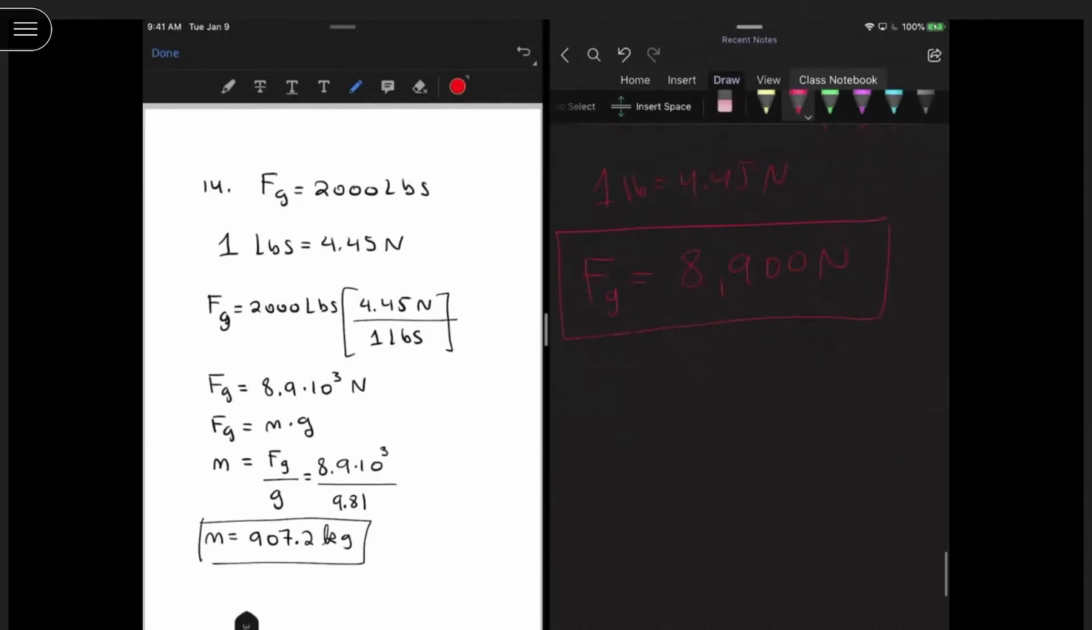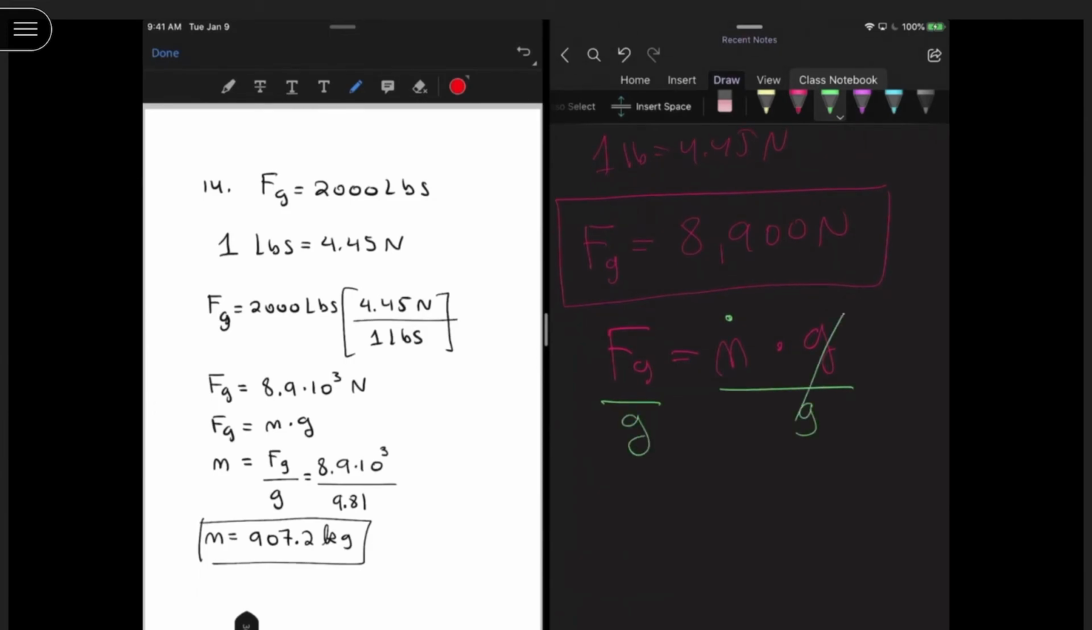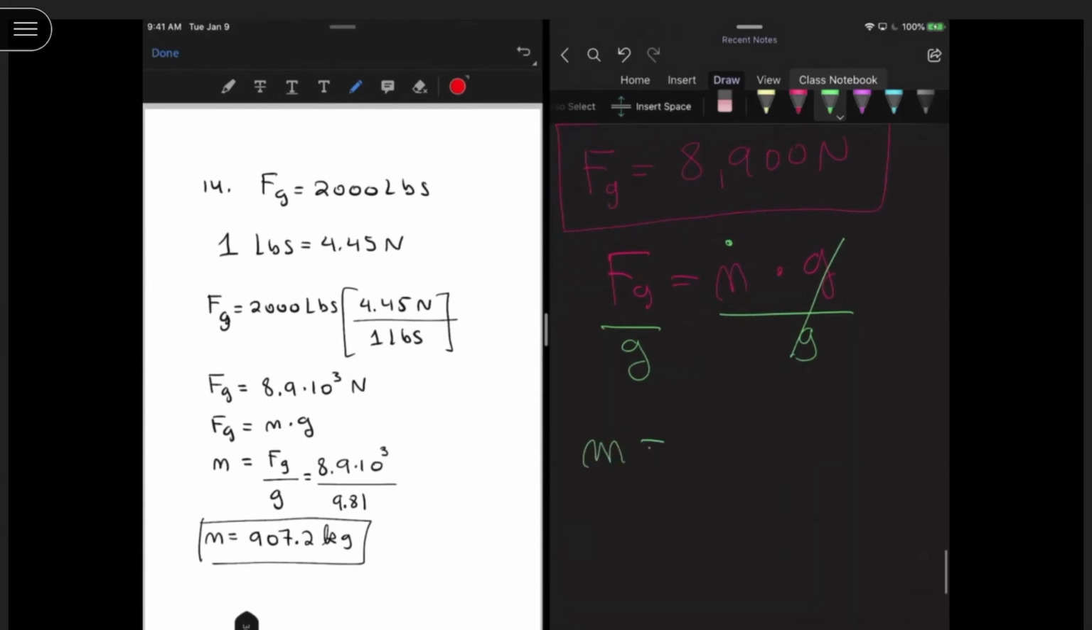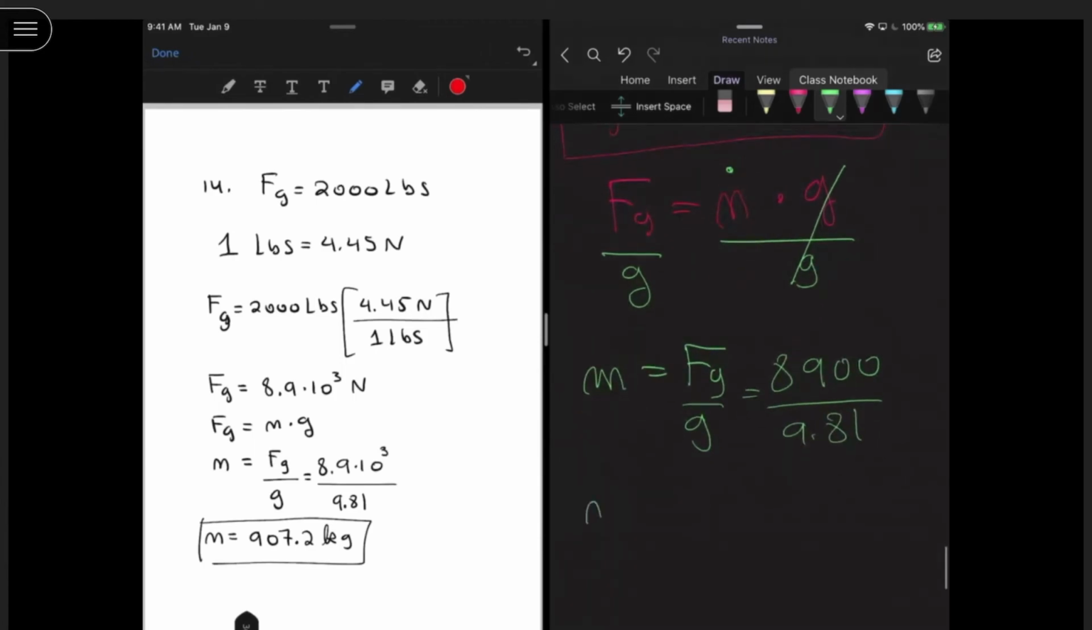Okay. So now we're good because the weight is equal to mass times g. In order to use this formula, the force always has to be in newtons, and we got that in newtons. All right, so now we can solve for the mass. All we have to do is divide this side by g, and then divide that side by g. So the mass is going to be the weight divided by g, or 8,900 divided by 9.81. And that's going to come out to be 907.2 kilograms.